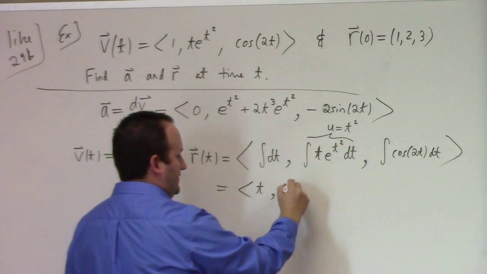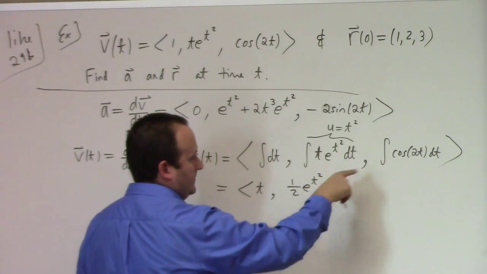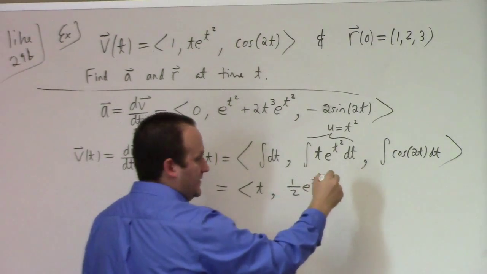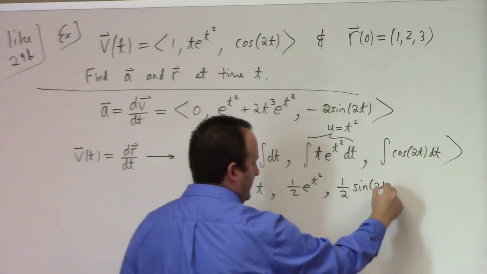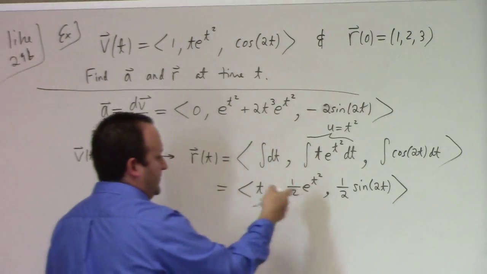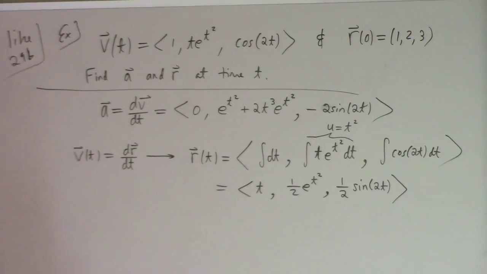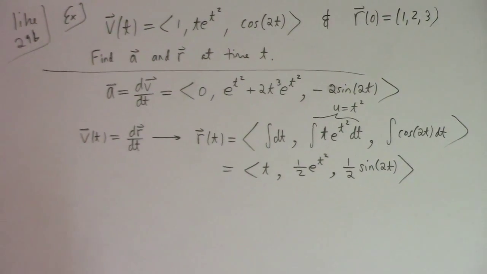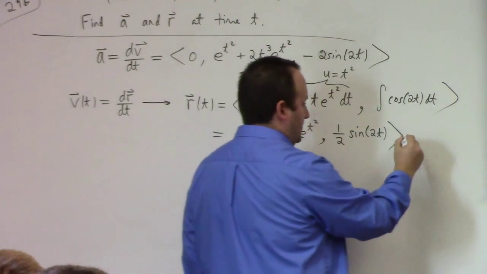I can make them. This is like t, if you let u equals t squared here, you can see that the integral of this is in fact just 1 half e to the t squared. And then the integral of cosine 2t, well, that's 1 half sine 2t. Now, you can believe me or not, but the proof is in the differentiation. If you differentiate the vector I just wrote down, you can easily see that you get back to my v. Again, the way I knew to do the middle term was u substitution, which we do still expect you know. And then, of course, plus a constant.